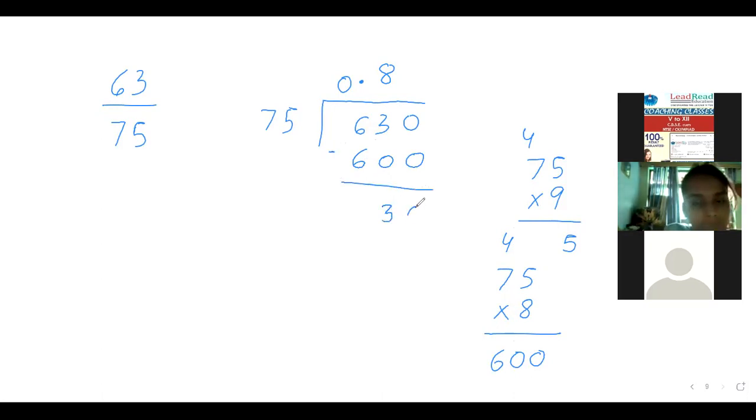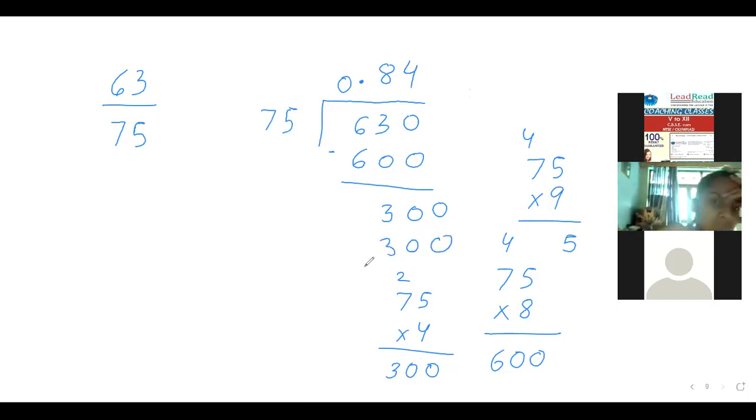So I am getting 30. Now write one more 0. So 75, let's try 4 times. 5 fours are 20, 7 fours are 28, 29, 30. So yes, I am getting 300. So 75 fours is 300. Now you can see the remainder is 0, so our question is completed. So the value of 63 upon 75 comes out to be 0.84.